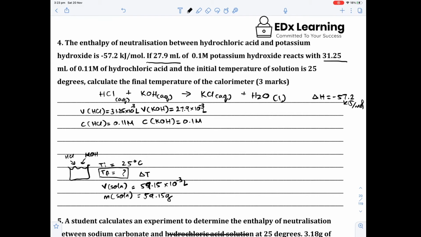Good. Do I know Q? Do I know Q? Yeah, that's something negative 57. Is that Q? That's delta H. So we still need to find Q. Okay? Yeah, you can find Q, but we don't currently have it. Does everyone agree? Now, let's go back to this equation.